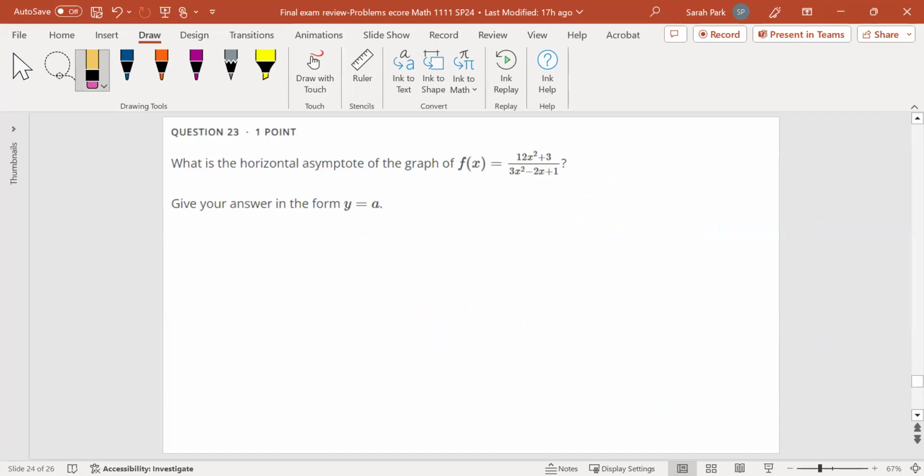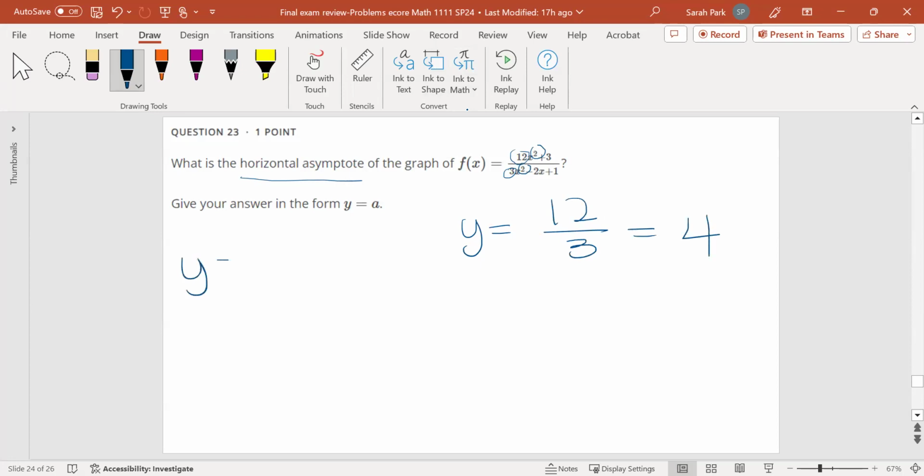Okay, number 23, find the horizontal asymptote of the graph 12x squared plus 3 over 3x to the second minus 2x plus 1. For horizontal asymptotes, we compare the degree of the numerator with the degree of the denominator. The degree just refers to the highest exponent in the top and the bottom. If they're equal, we divide the coefficients. So we divide 12 by 3, and that'll give us 4. So your horizontal asymptote is y equals 4.